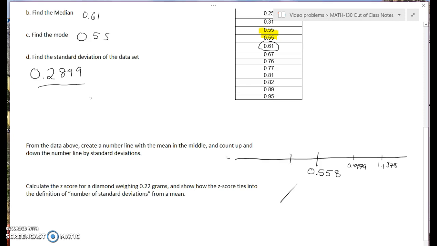So let's count down. Again, I'm going to take 0.558 and subtract 0.2899, and I get 0.2681. Then I'm going to do the same thing again. I'm going to subtract another 0.2899, and that gets me to negative 0.0218.